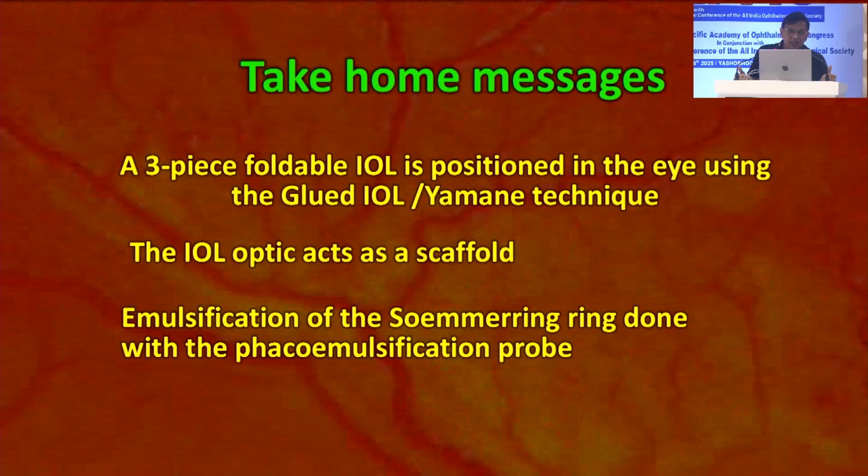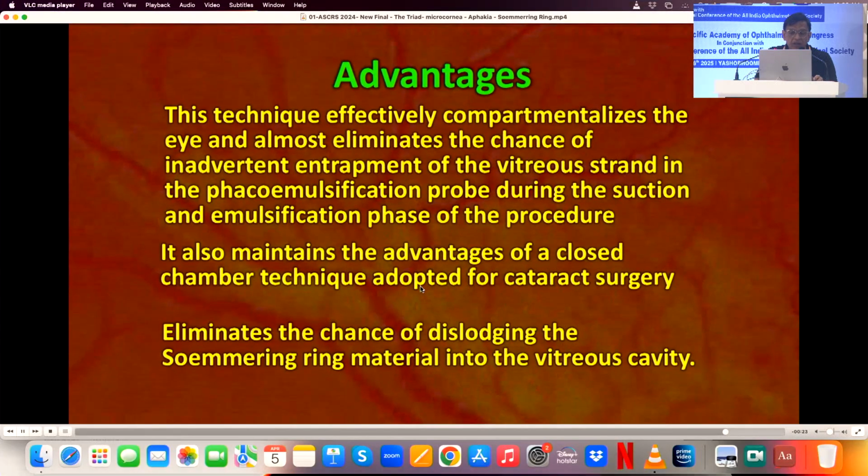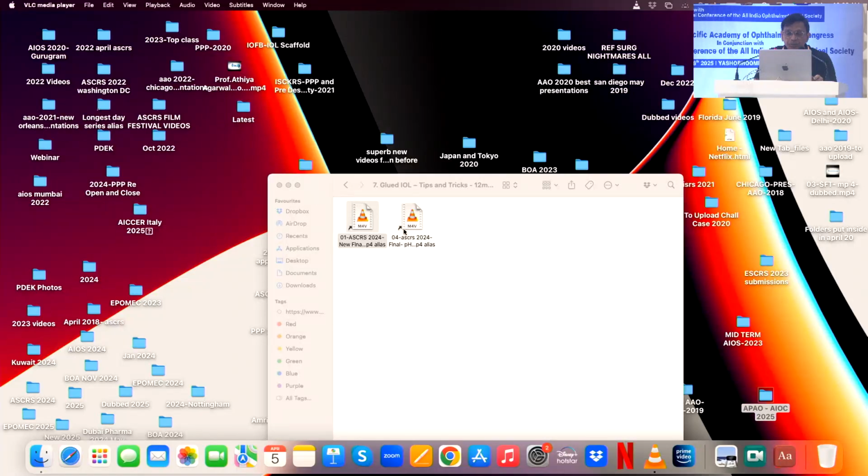So the idea here, what I wanted to show you: one was a microcornea, two the aphakia, three the Soemmering ring, and fourth I was trying to show you the IOL acting as a scaffold, and then we can emulsify the Soemmering ring. Now I thought I'll show you one more case and then I'll give it to the next speaker.